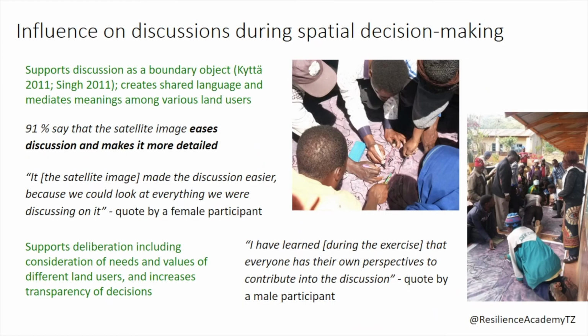The use of the satellite image was also shown to have influence on discussions during spatial decision making. The satellite image supports discussion as a boundary object, meaning that it creates shared language among the participants and also translates meaning among the various land users when people are using the satellite image to express views to each other.